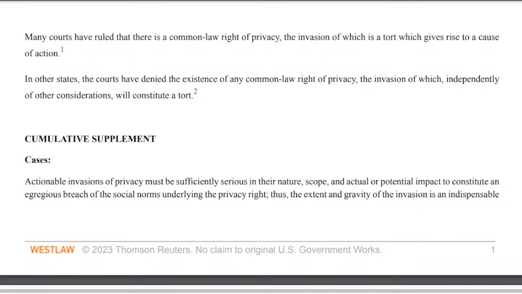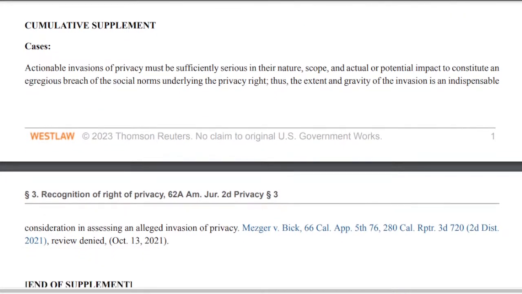Section 3, recognition of the right of privacy. Many courts have ruled that there is a common law right of privacy, the invasion of which is a tort, which gives rise to a cause of action. In other states, the courts have denied the existence of any common law right of privacy, the invasion of which, independently of other considerations, will constitute a tort. Cumulative supplement here: actionable invasions of privacy must be sufficiently serious in their nature, scope, and actual or potential impact to constitute an egregious breach of the social norms underlying the Privacy Act. Thus, the extent and gravity of the invasion is an indispensable consideration in assessing an alleged invasion of privacy.